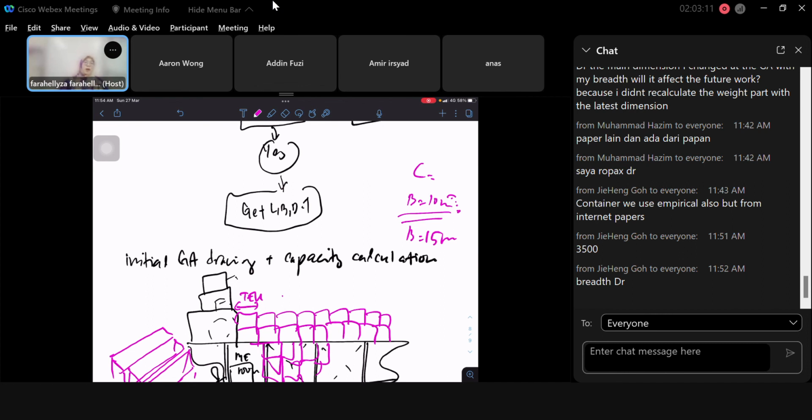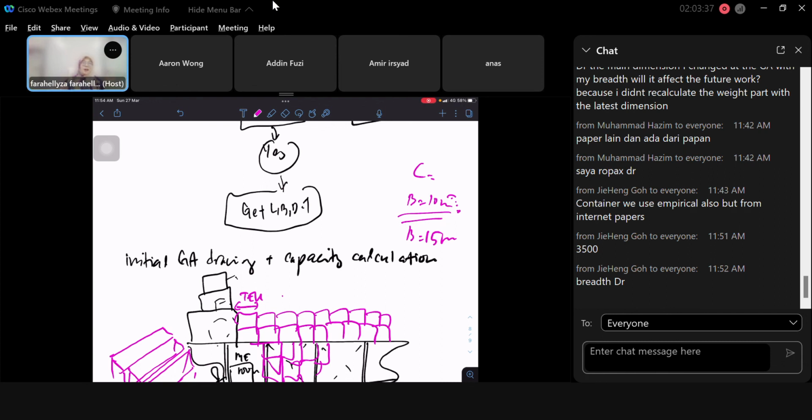Okay, so now you have to recalculate the capacity calculation, the correct capacity calculations. But to answer Go's question just now on whether you need to recalculate the weight part, no, you don't have to. You don't have to recalculate the weight part, because you're going to recalculate it in the weight estimation later on.